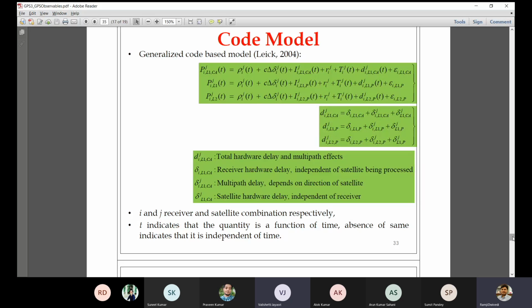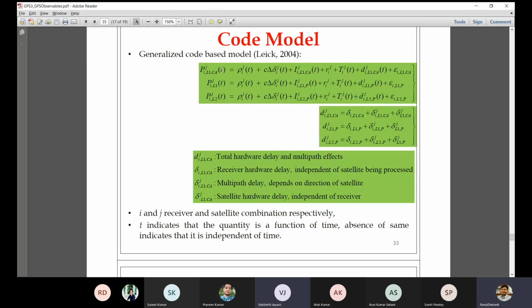P_i^j L1 CA. That means the pseudo range computed between the ith receiver and the jth satellite on the basis of the CA code that is modulated on L1. That's how we read this term.